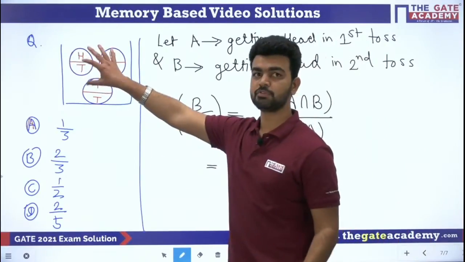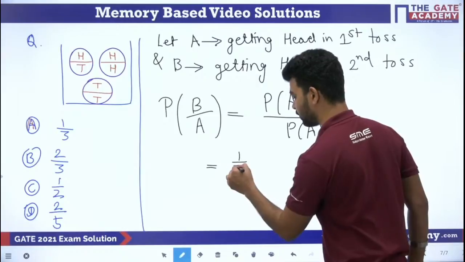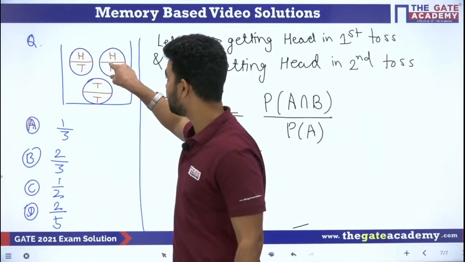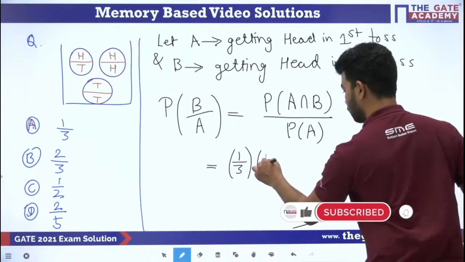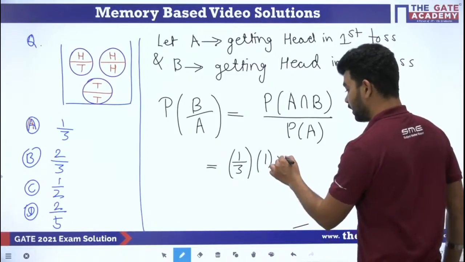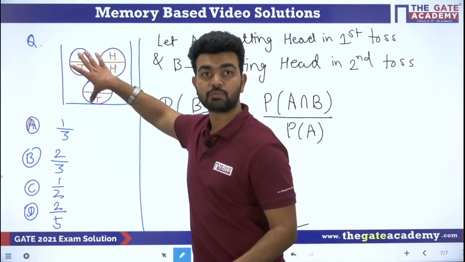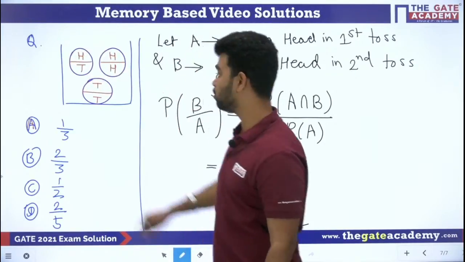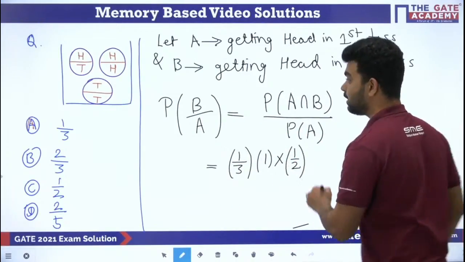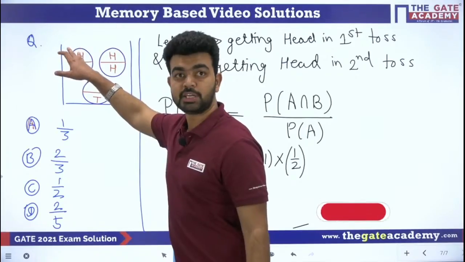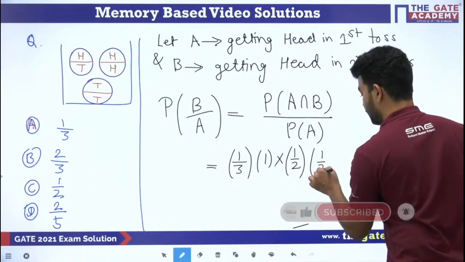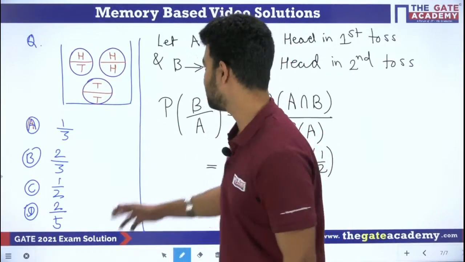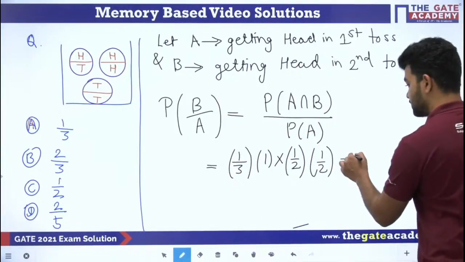Suppose out of 3 coins, if you select any one, its probability is 1 by 3. Now once you have selected, suppose you have selected this one, now you will toss this, so what is the probability of getting head? 1. Both faces are head. Now after that again you will select one coin out of the remaining 2 coins. So in selecting one coin from these 2, the probability is 1 by 2. And then if you select this one, the probability of getting head in this one is 1 by 2. And the next case will be this one, with tail, but its probability is 0. In the first toss we need head, that's why this case will not be taken. Okay, so this is one case.